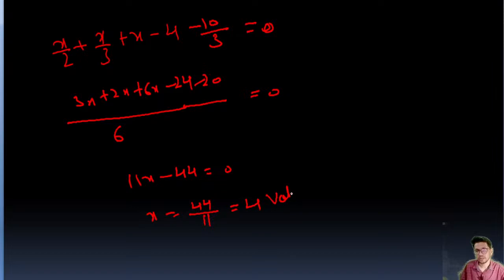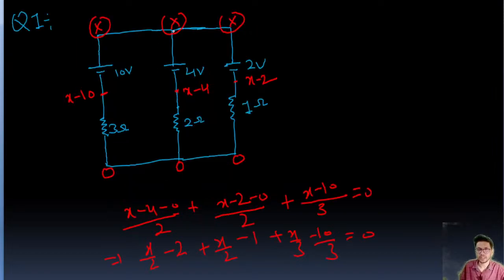So the value of x is 4 volt. Now we can easily find the current here, current here, very easily. If we have to find the current at this point, this is going to be x minus 10 by 3, and in place of x we'll write 4. So this is going to be 4 minus 10 by 3, that is minus 2 by 3... that is going to be minus 2 ampere.